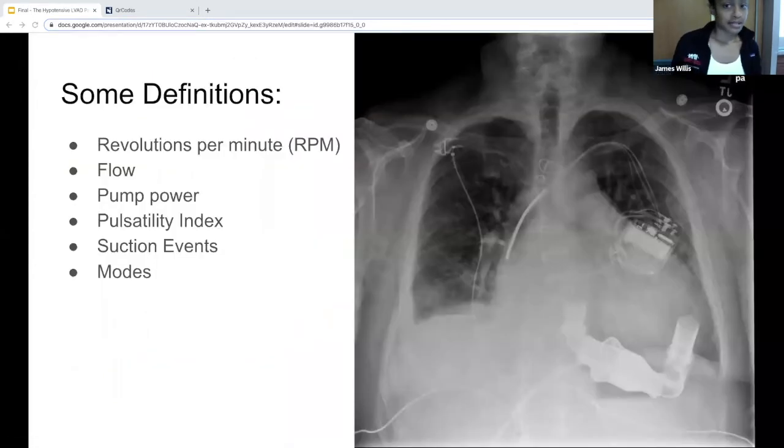So there are some basic terms you should be aware of. Revolutions per minute, RPMs, or speed, determines pump flow. This is a parameter set by the patient's heart failure doctor, and it's modified as the patient's flow needs change.